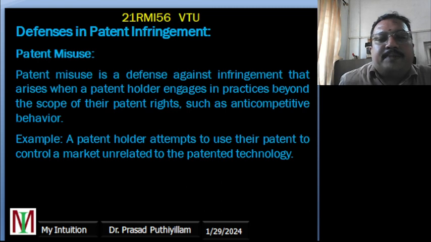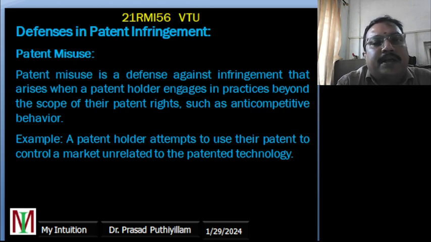Now patent misuse. Patent misuse is a defense against infringement, which arises when a patent holder engages in practices beyond the scope of their patent rights, such as anti-competitive behavior. The example makes it very clear: a patent holder attempts to use their patent to control a market unrelated to the patented technology. Means they are using their technology to block others from doing business, or to control others doing business unethically. Then it comes under patent misuse.